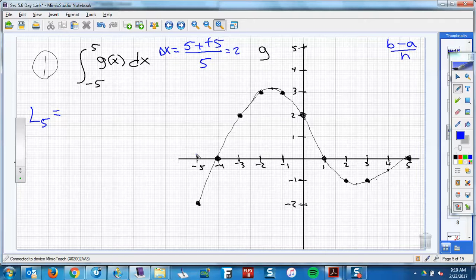So we're going to start at -5, and then we're going to go to -3, and then go to -1, and then go to 1, and then go to 3, and then go to 5. So I like to mark those, make those nice and big and visible, so I can see what's going on. Okay? All right, so where's my first left rectangle going to be at?